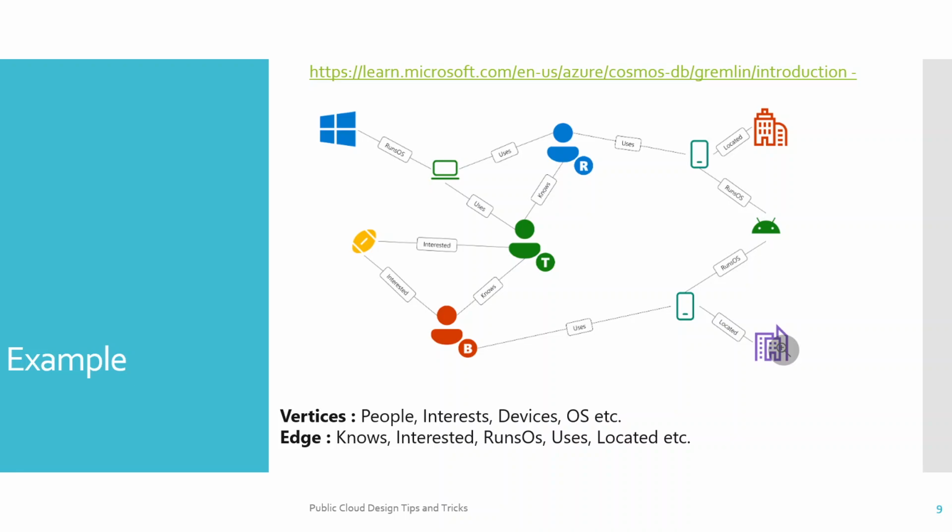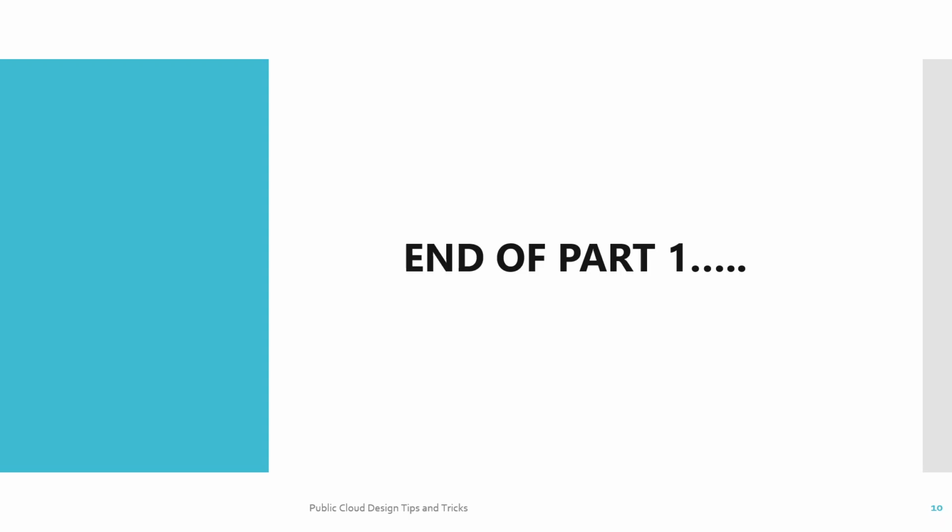These are all the elements of a graph database. Similarly, for the edges, if you can see here, knows, interested, runs OS, uses, all those are edges. So you can create different examples of a graph database, and you can stitch together the vertices and edges together to create a graph database. So this is what I wanted to say in the session. It is a very fundamental session.